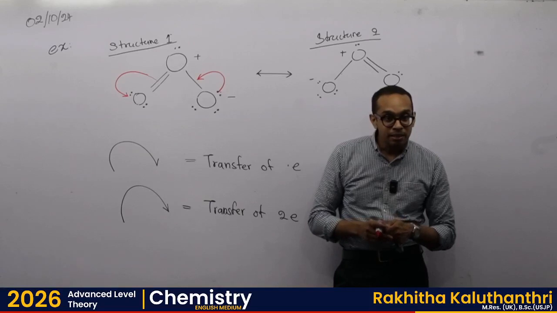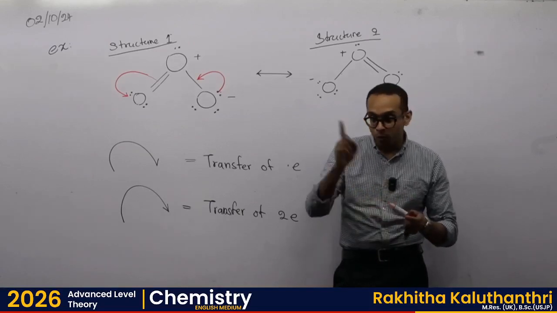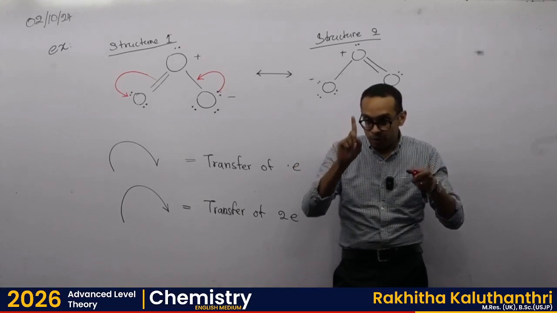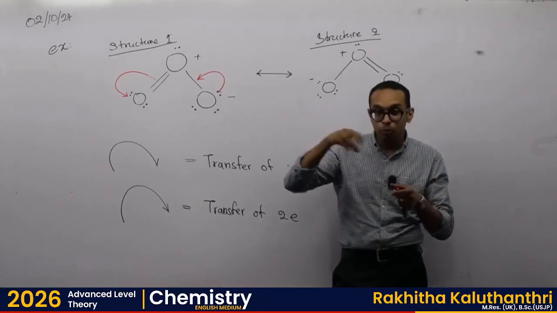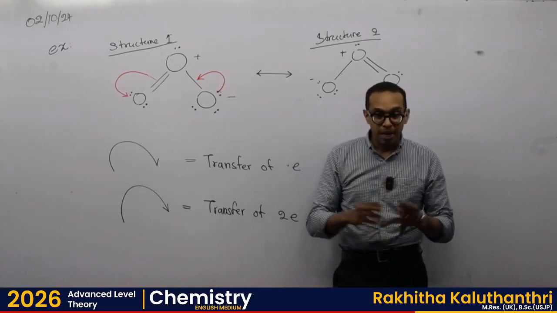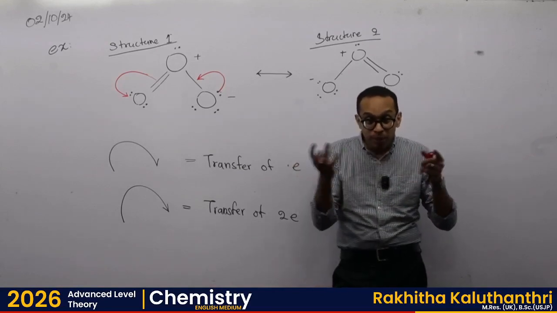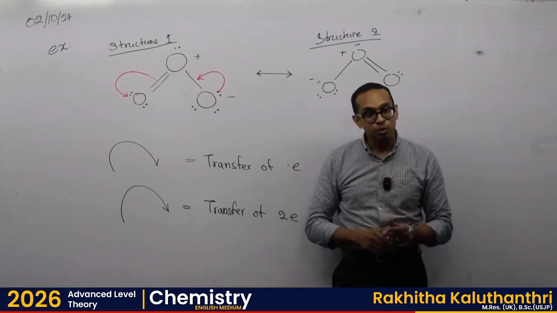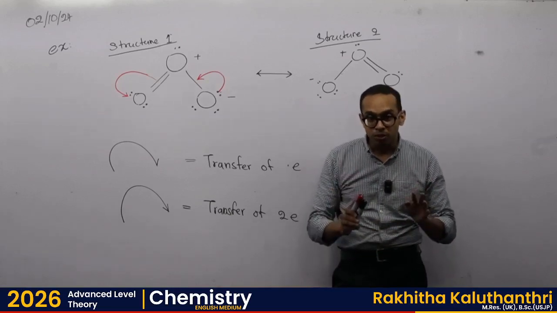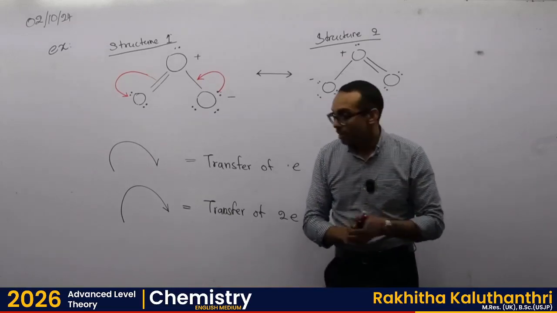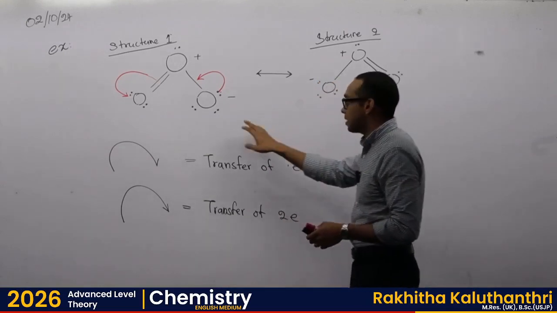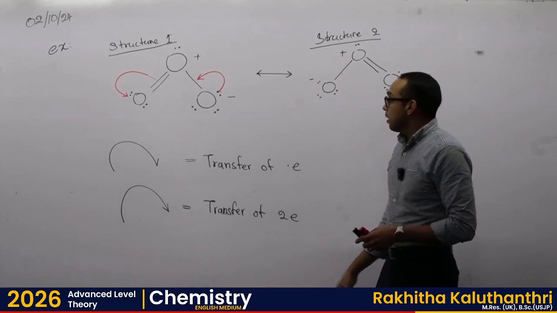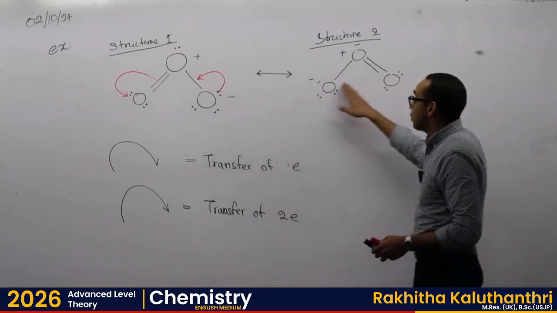Is that clear? So an arrow could point to one atom or between 2 atoms. If it is pointing towards one atom, that atom is getting both the electrons. If the arrow is pointing between 2 atoms, that means there is a bond formed between the 2 atoms. Is that understood? Clear? Right. So that is what is happening here, everyone. Okay? So this happens, you turn it into this.